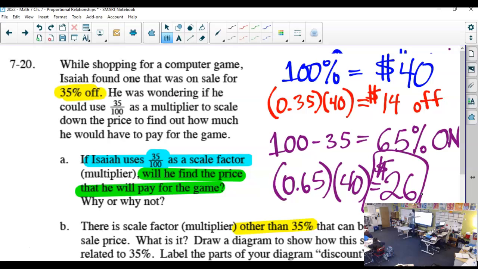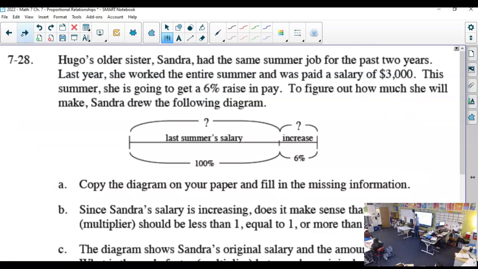Okay, so the two ways: either calculate how much you're going to save and then subtract it, or figure out what percent is on and solve that. Questions? We're changing up the problem type. What if now you have gotten yourself a summer job? Yeah, making money. And you did so well, they're going to give you a raise. 3K. Talk with your team about how to figure out the new pay Sandra is going to get at her summer job.